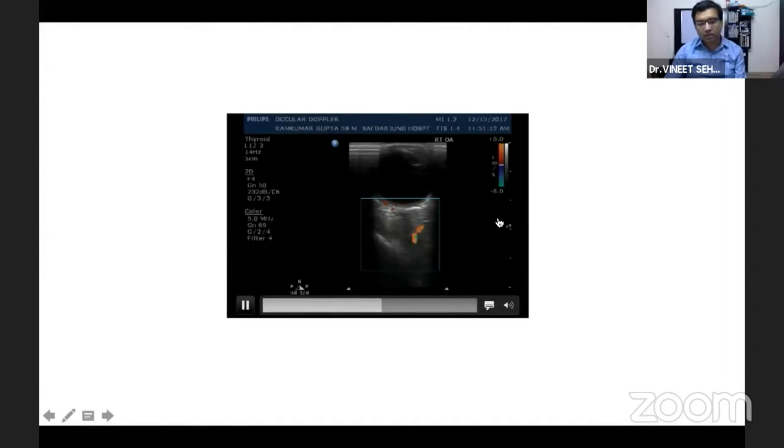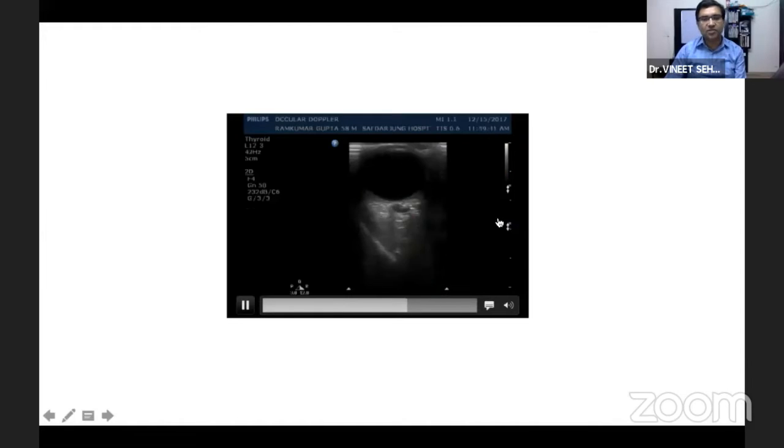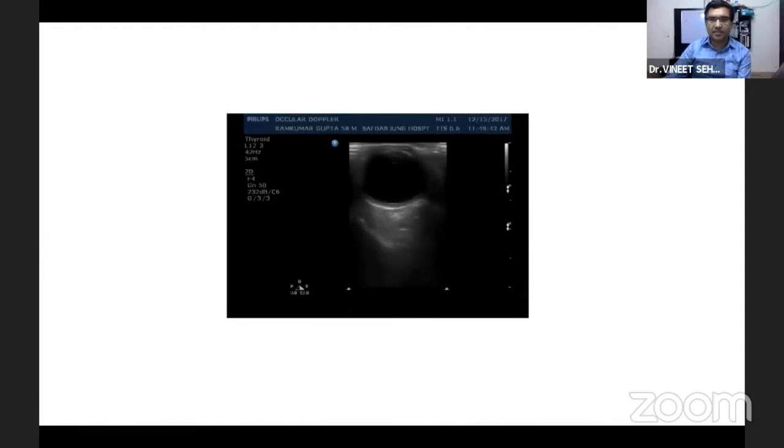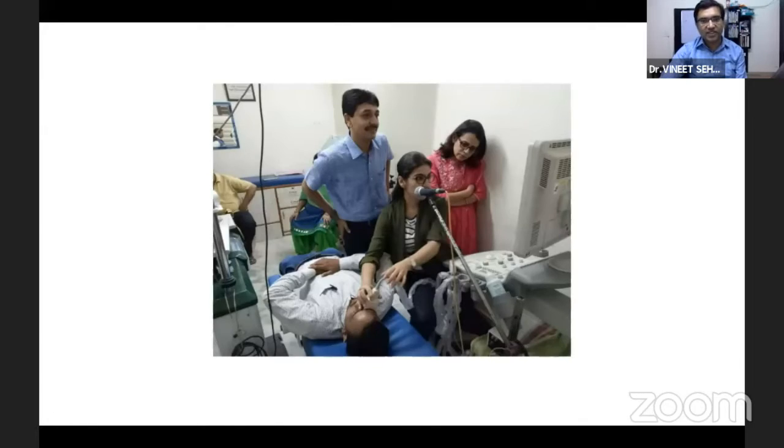Because of the lockdown, we were not able to follow up the patients for the last 6 months to 1 year, but maybe things are better now. We would be doing more of the OBF studies.